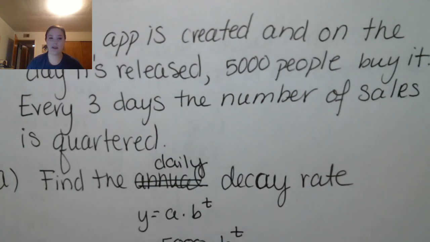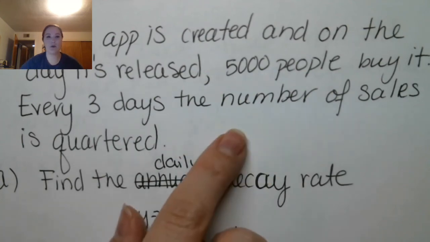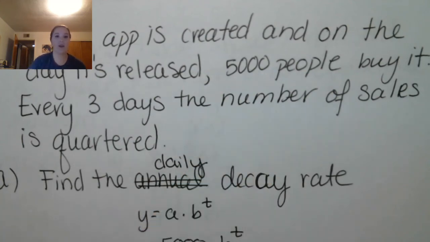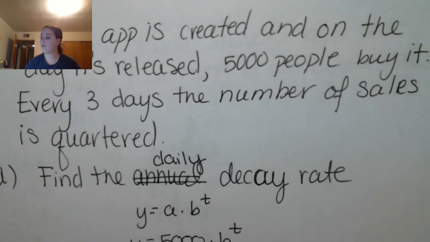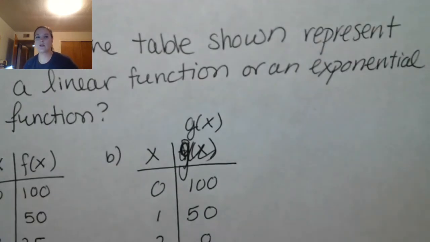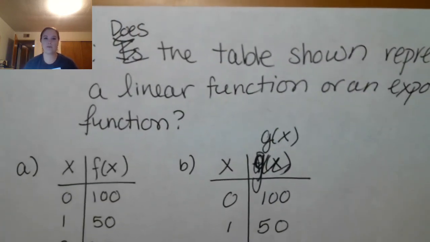We gave one with percents, sorry. One where the decay rate is just given. It quarters every year, okay? And then this example where we know it quarters every 3 days, okay? All right, so let's look at our last example.